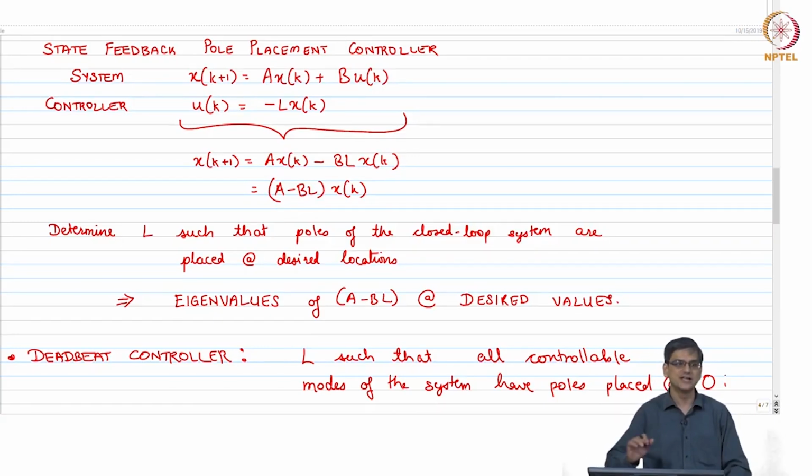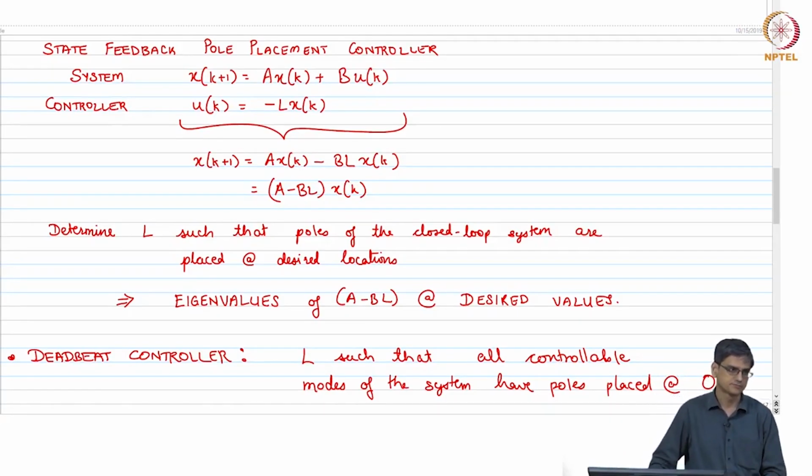You cannot do anything about eigenvalues of A minus BL if those particular directions are uncontrollable. If everything is controllable, you can place all the poles the way you want. That brings us to the end of today's lecture.